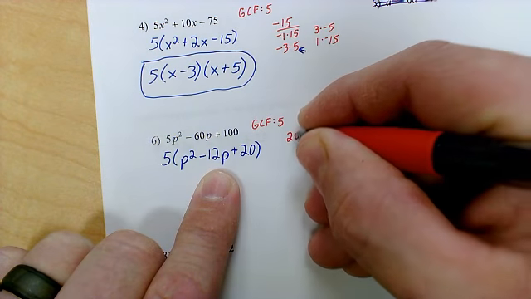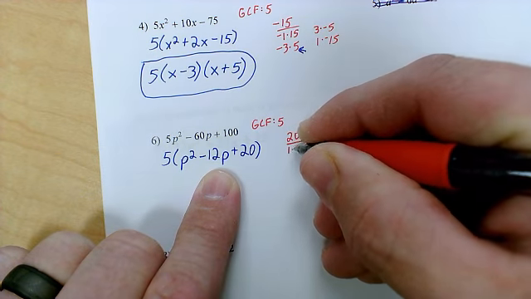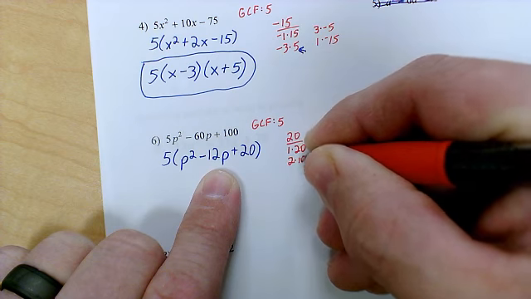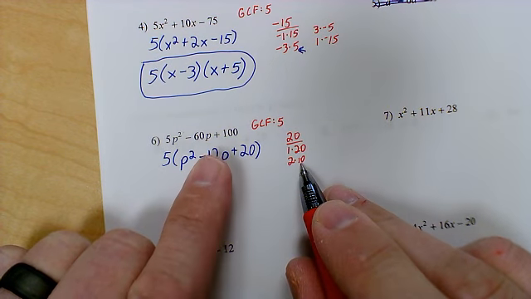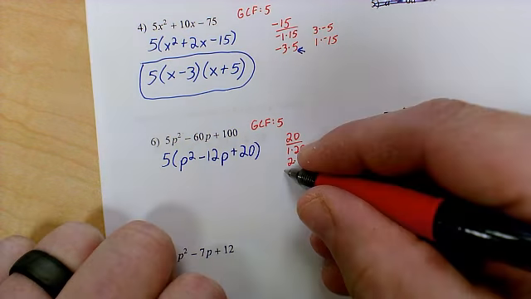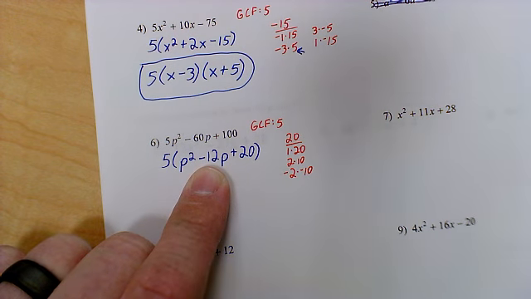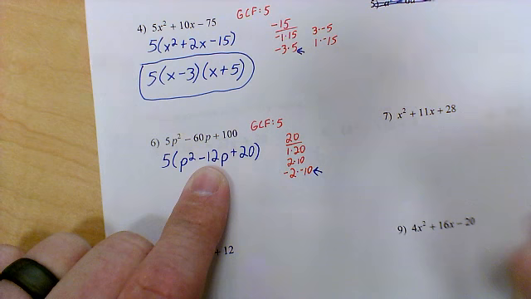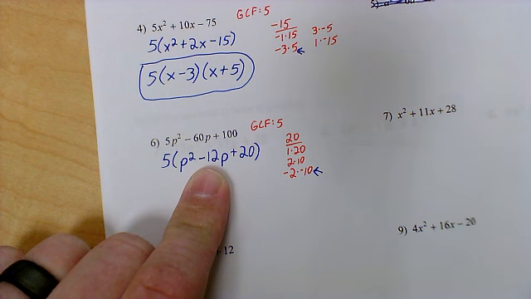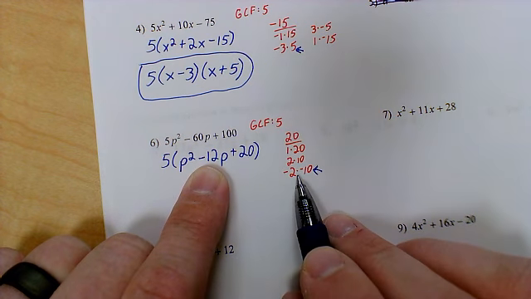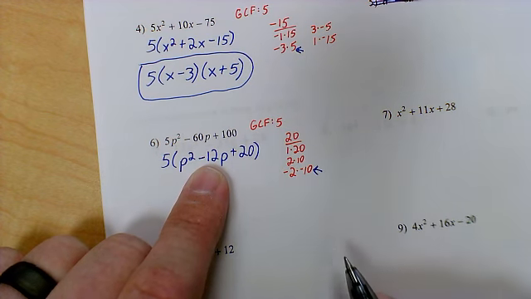So 20, I could have 1 times 20, 2 times 10. Well, I see that 2 times 10 adds to positive 12. So to make it add to negative 12, I'm going to make it negative 2 times negative 10. All of a sudden, that's the pair I was looking for. So you don't have to write all pairs, like I ignored 4 times 5, for instance, because once you find your pair, you don't need to write the rest of them down.